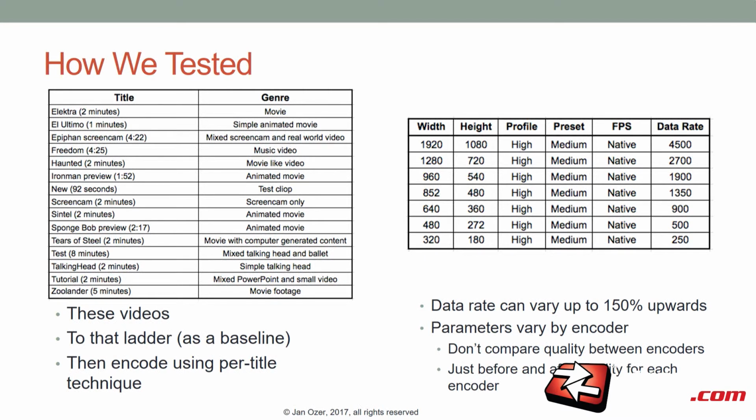Right? So really what we're trying to understand here is what is the advantage of per title over a fixed bitrate ladder. So I had to pick a fixed bitrate ladder, and this is one I've worked with a number of different customers. There's nothing magical about it, but that's basically my starting point. So what I did was, with all the technologies, I encoded to this fixed bitrate ladder, and that was my baseline, that was my starting point.